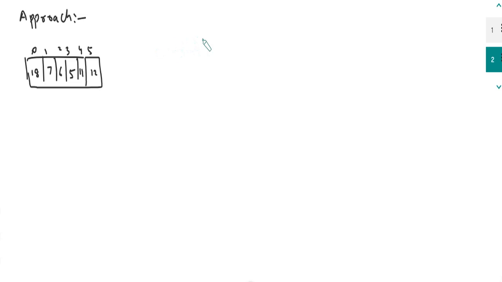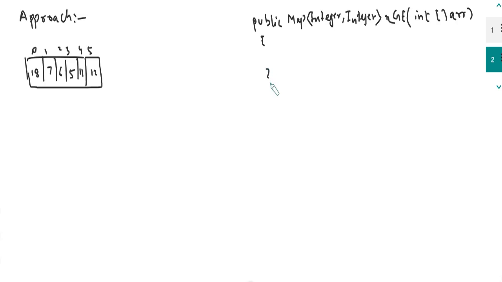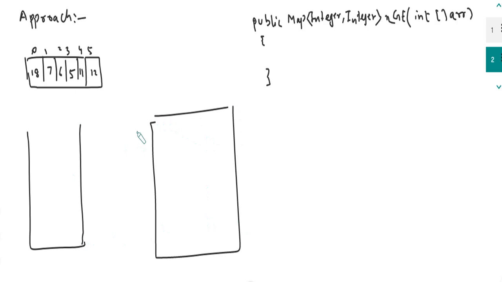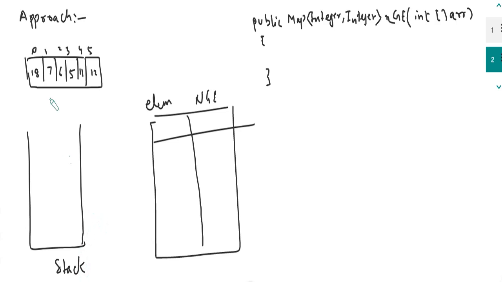So our method signature has been given in the form of NGE, next greater element. This is the method signature that has been provided to us. Here we have to create a stack and the map. The map is for persisting the element and the next greater element, and for what reason the stack is used here, we will see. So you can see we have to iterate over every element in the array.